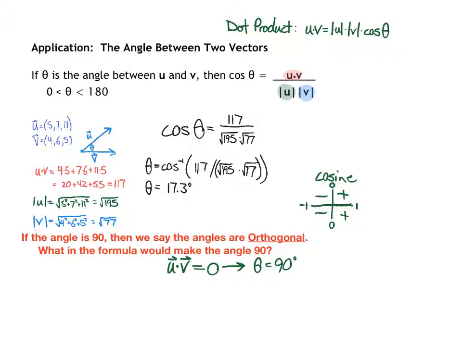Now, the term for that is orthogonal. That is a vocabulary term that you should be familiar with. Two vectors are orthogonal if the dot product is 0, which means the angle between them is 90 degrees. So like up here, these would be angled so that the angle there was 90 degrees.